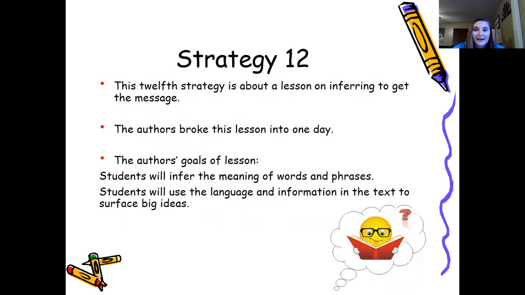So let's move on to the last lesson in strategy. And this is a lesson on inferring to get the message. Again, this is something second graders really struggle with. So I thought this would be a great lesson to try to do in my classroom for next year. So again, the authors broke this lesson into one day. The goals for this is students will infer the meaning of words and phrases. Students will use the language and information in the text to surface big ideas. So surface big ideas, that is referring to the last lesson. These kind of go together.